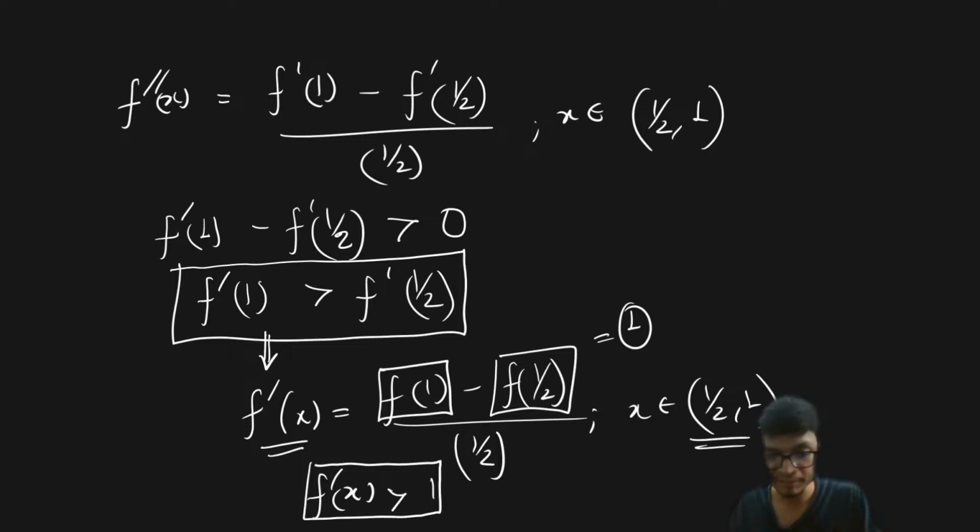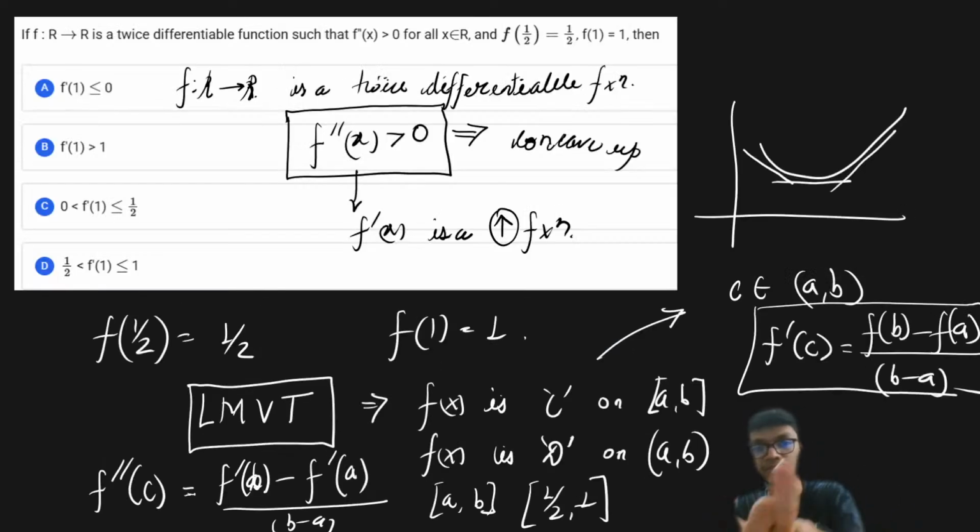Now by LMVT, if you apply this concept, that is for any value of x in between half and 1, you are getting that particular value equal to 1, right? By LMVT, we are basically getting it directly equal to 1. So what does it basically mean? This basically means that f dash is a constant function. Now, if f dash is a constant function, then f double dash will be equal to 0. So then how can I tell that f double dash of x is greater than 0?